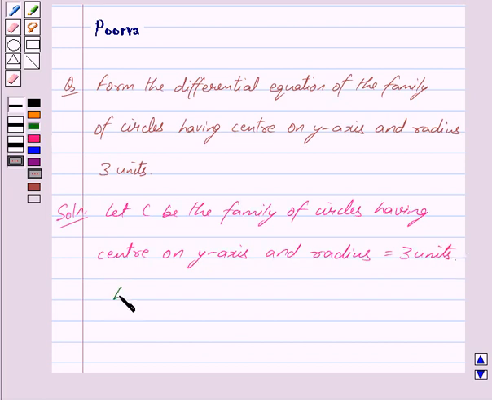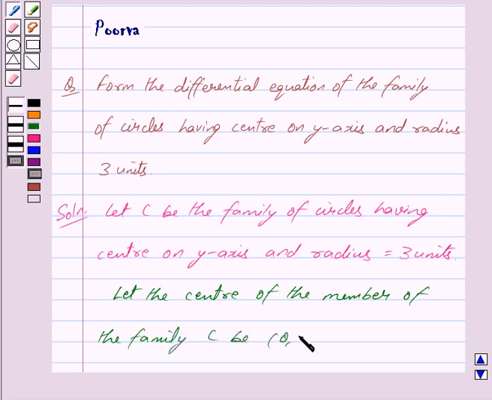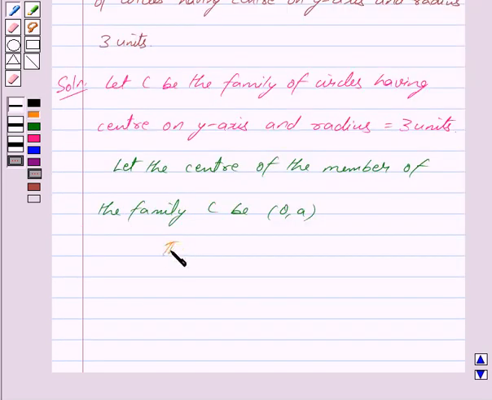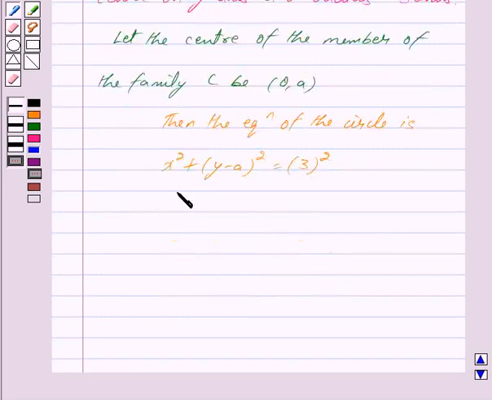And let the center of the member of the family C be (0, a). So this is the family of circles C having center on y-axis, and the center has coordinates (0, a). Then the equation of the circle is x square plus (y minus a) whole square is equal to 3 square.